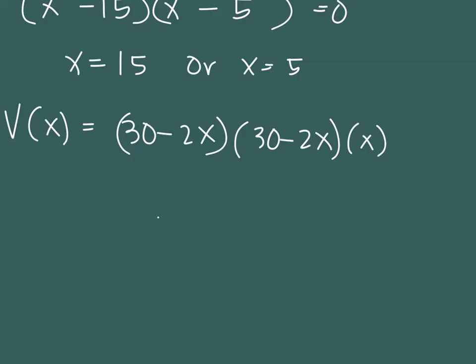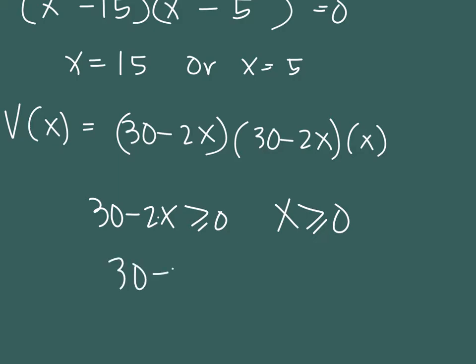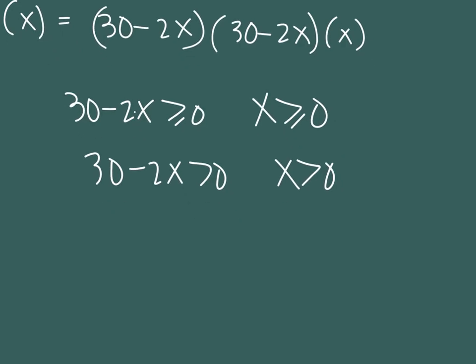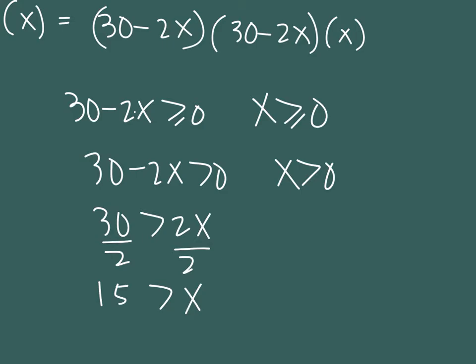Meaning to say, 30 minus 2x should be greater than or equal to 0, and x must be greater than or equal to 0. Okay? Of course, in this one, we cannot have length to be 0. So we could strictly say 30 minus 2x is greater than 0, or x must be greater than 0. Otherwise, there will be no box that can be formed. Okay, but what will this say? 30 is greater than 2x. So divided by 2, x is less than 15.